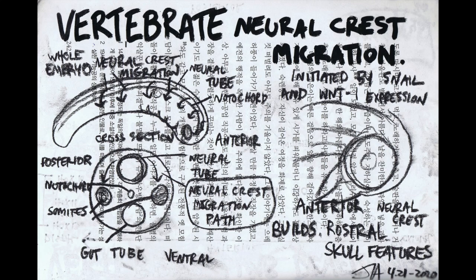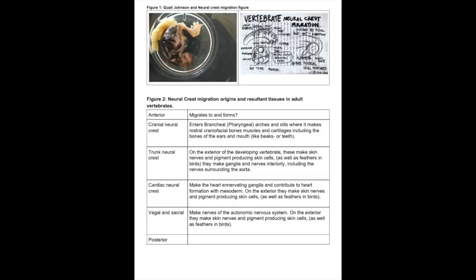So here we see where neural crest migrates during development. So these neural crest cells leave the dorsal side of the embryo and break off, go to different parts of the embryo and build different structures. This table shows all of the structures that neural crest builds in different parts of the embryo. So your mission is to try to say precisely what didn't migrate and what didn't get built in Quail Johnson.